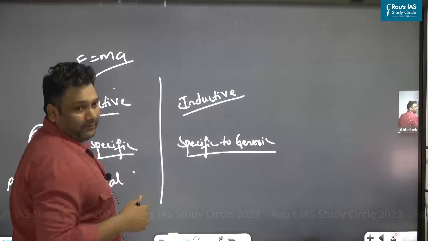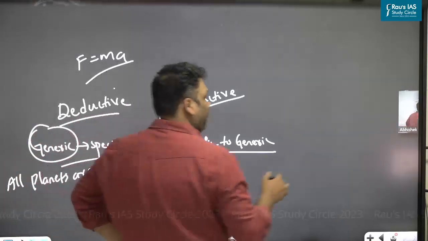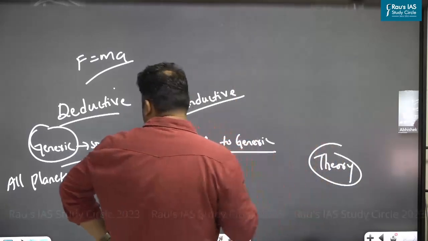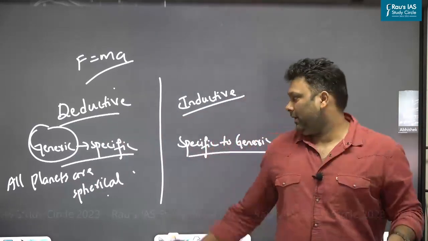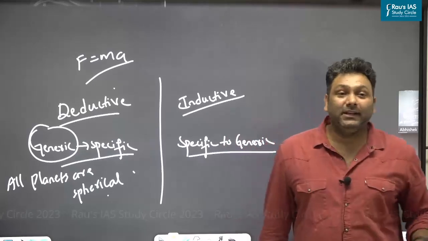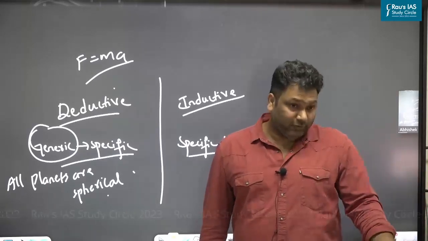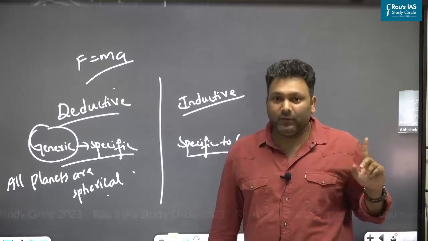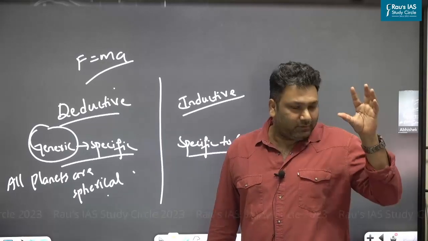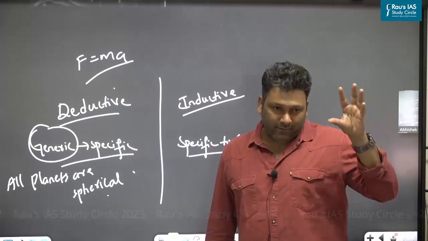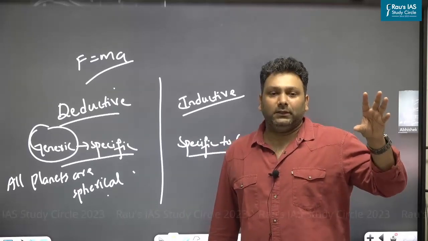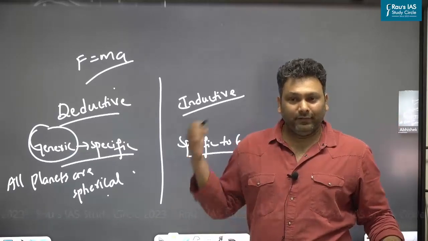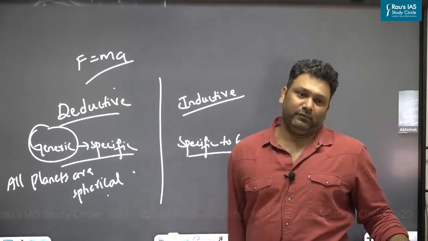This is inductive analysis. Now, if you have to come up with a theory, and you want to make a statement that all the planets are spherical in nature, then what should you have done? You should have gone to all the star systems in the universe. You should have checked all the planets, checked whether they are spherical or not, and then given a conclusion. This is called the inductive approach.